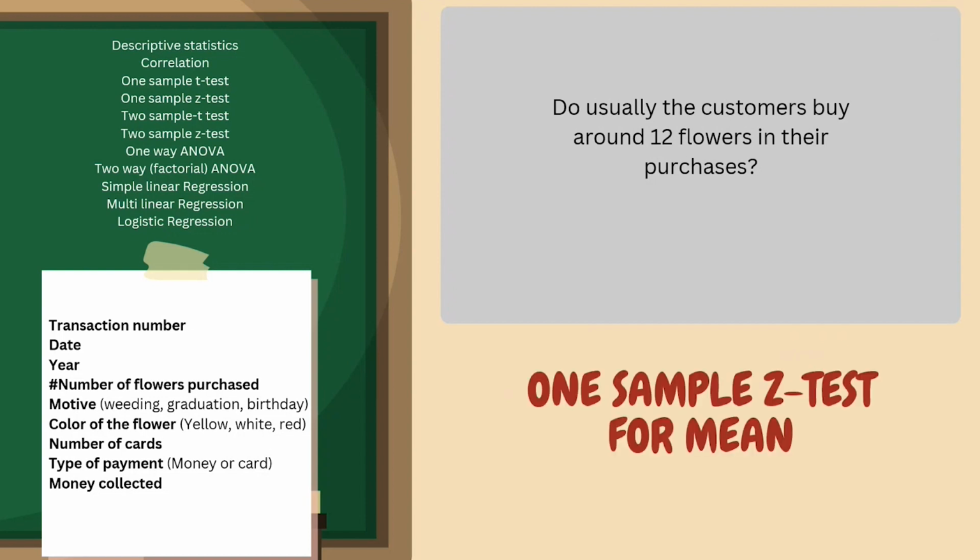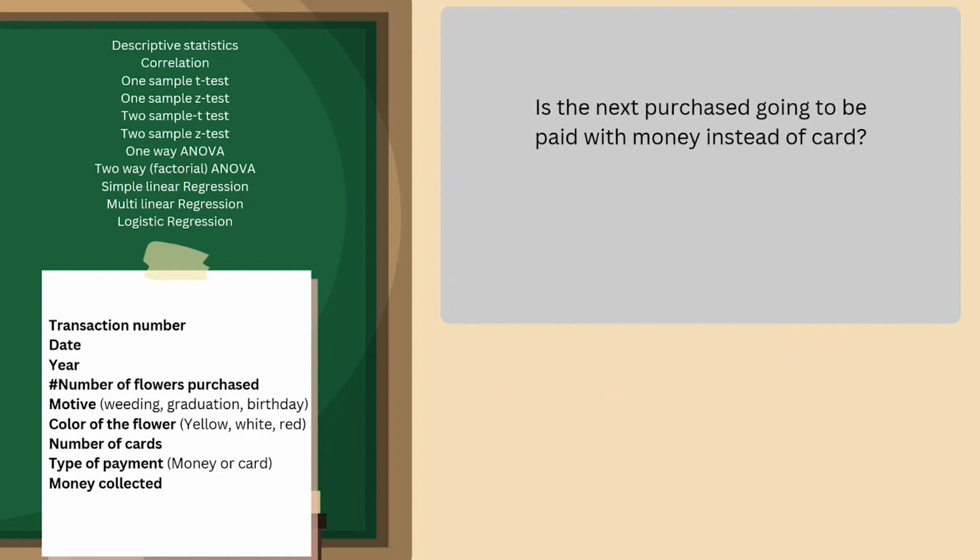One sample z-test for mean. It is a z-test because our sample is all the customers the shop has had, more than 30. It is one sample because we are using one variable from the data, the number of flowers. And it is mean because we are comparing our data with the value given. Is the next purchase going to be paid with money instead of card?